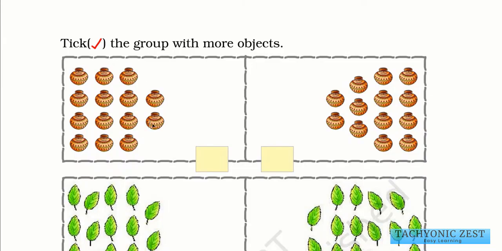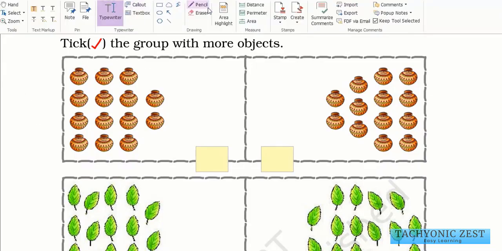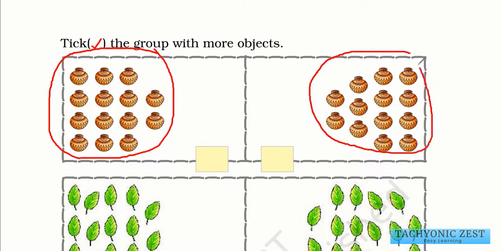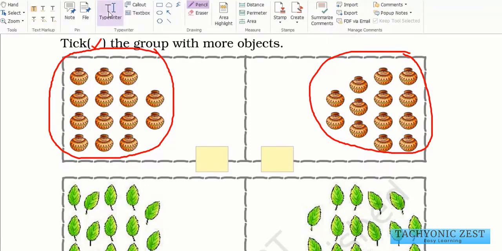So let us count the total number of objects which are here, and then also let us count the total number of objects in the other group. And we will try to see which group has more number of objects. Okay, so first we will count this one. So this one has 1 2 3. Okay, let us start the counting this way.